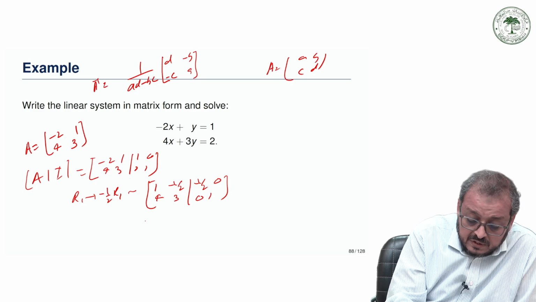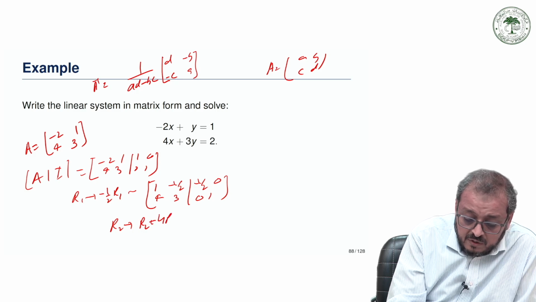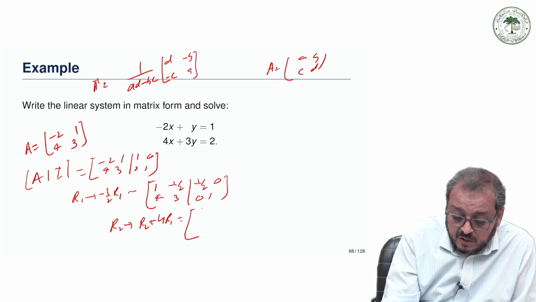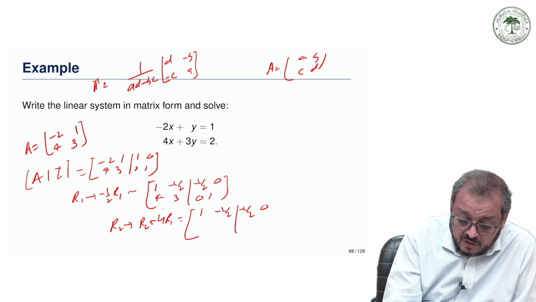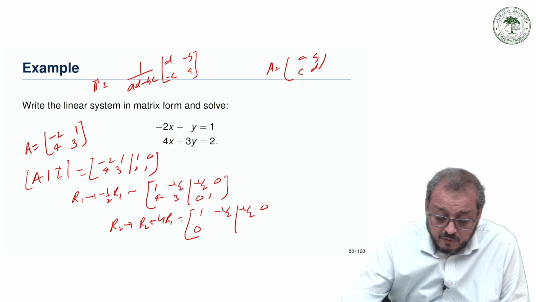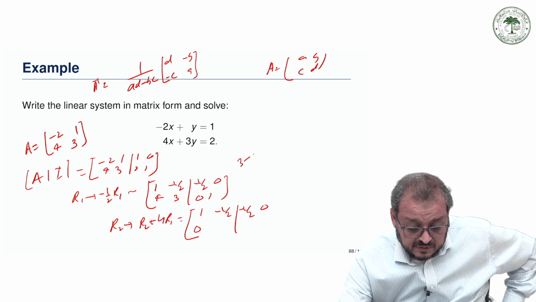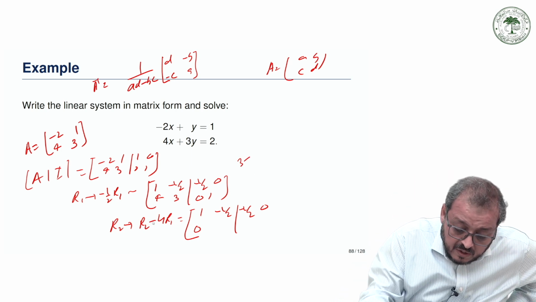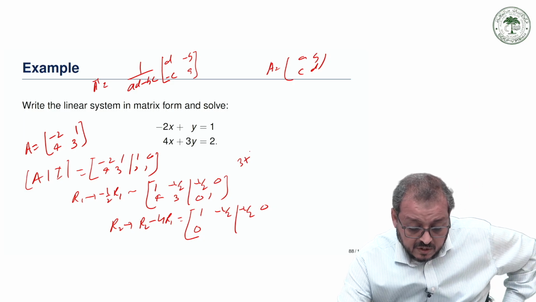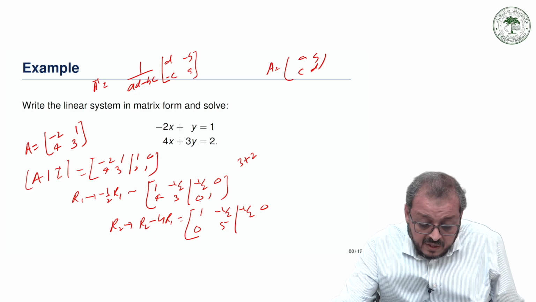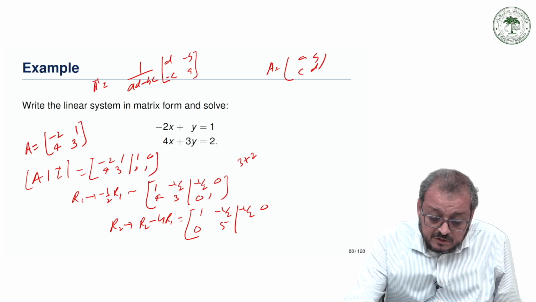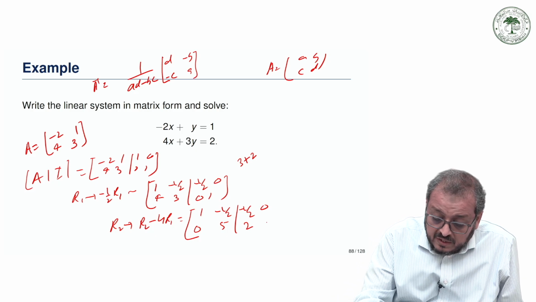Now R2 is replaced by R2 minus 4 times R1. So this can be written as the matrix 1, minus half, 0. Then you have 3 plus 4 by 2, which is equal to 5, and then 0 plus 4 by 2, which is equal to 2, and then 1.